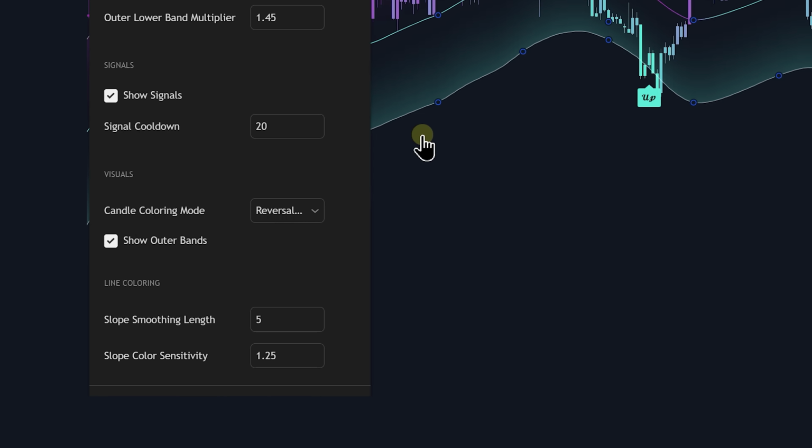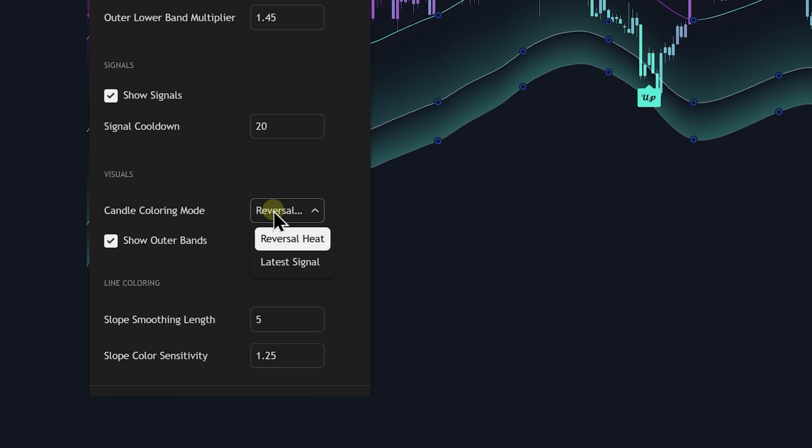And then we have Candle Coloring Mode. I'm gonna leave that as it is. The Show Signals toggle controls whether the buy and sell labels are displayed on the chart.